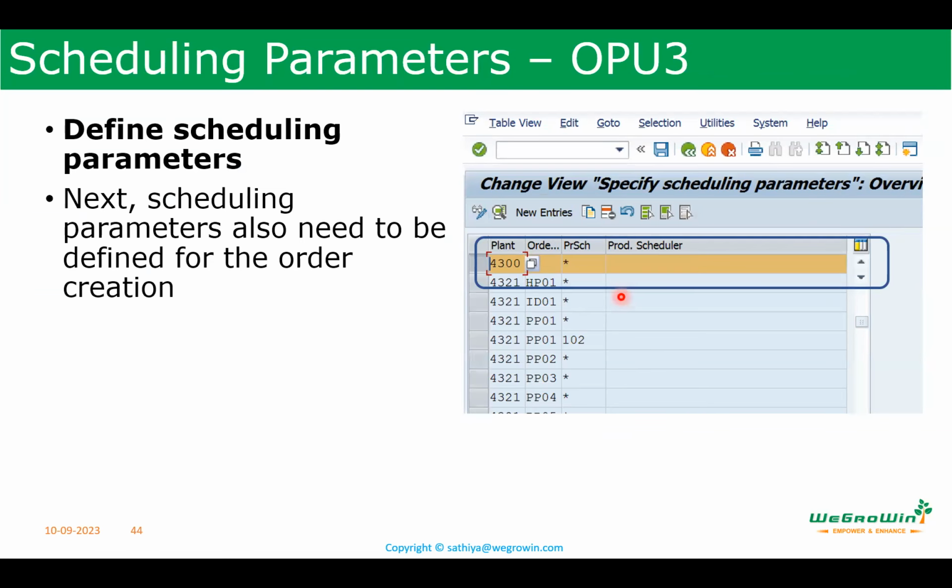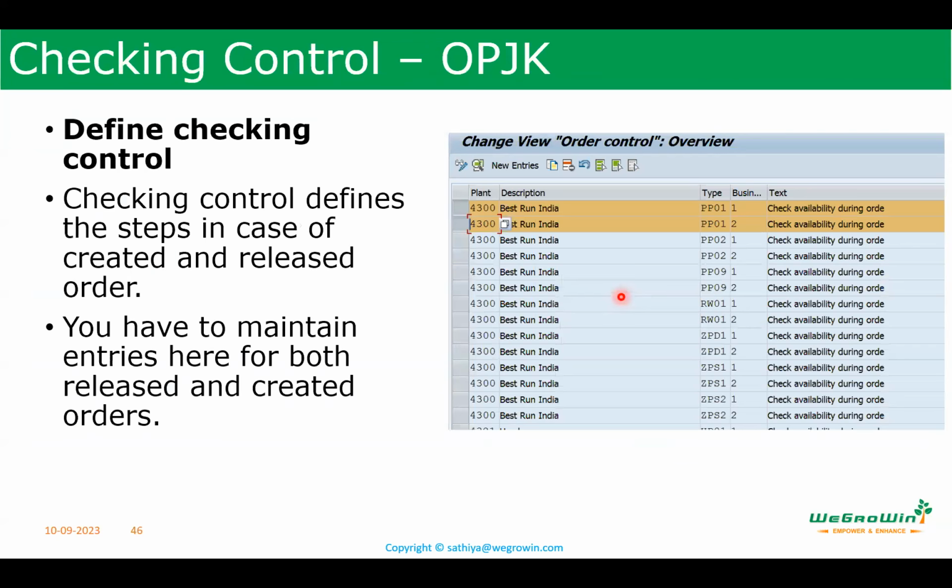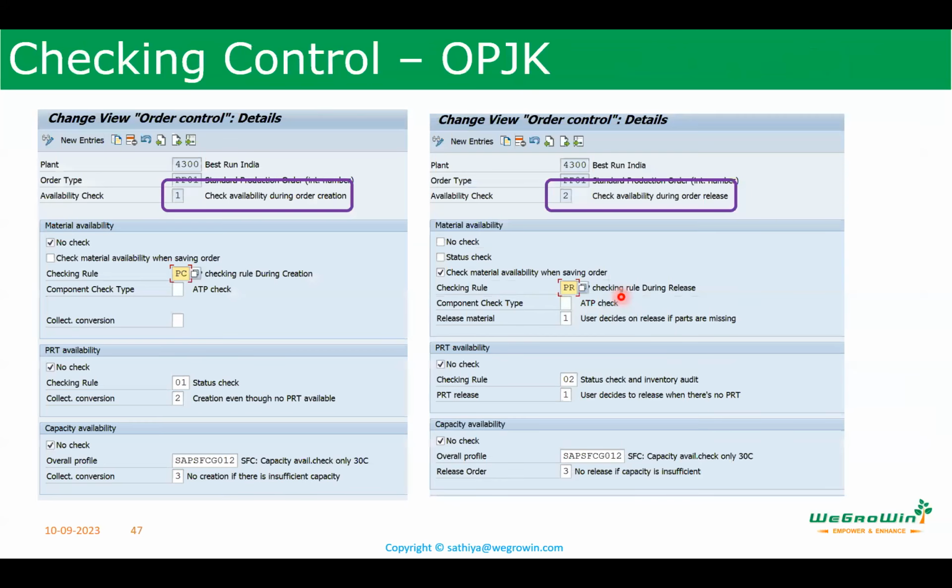And then scheduling parameters, how the scheduling has to happen. And then checking control, like during production order creation. Right? This is during production order creation. I want a material check. See, in our system, when I create the order, system is giving the shortage list, the missing parts. That is coming from these settings. If I put check material availability, then it will show the shortage list. If I put no check, system will not show anything. In our system, it will be a tick mark. The no check will not be there, only the checkbox will be there.